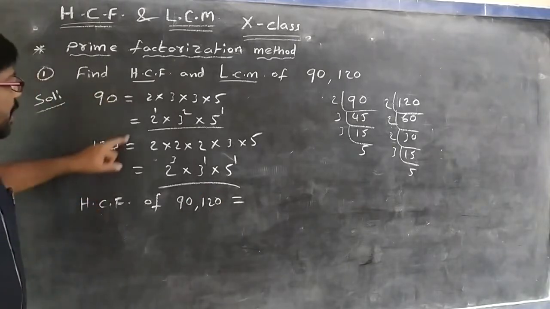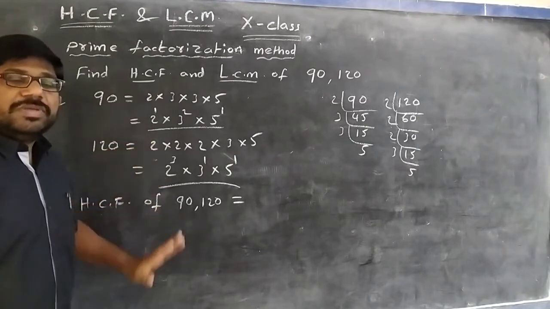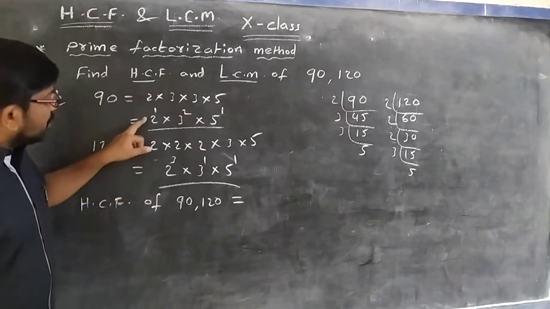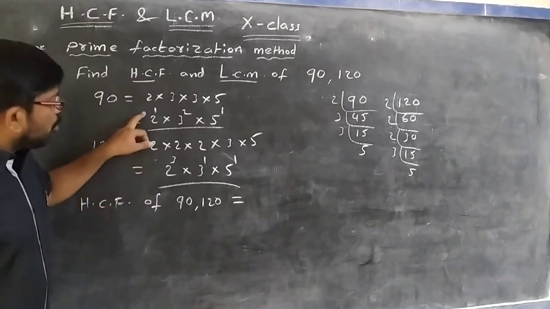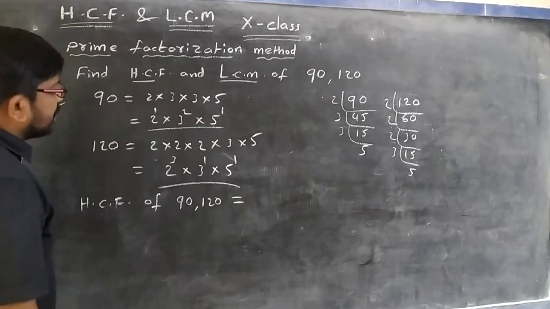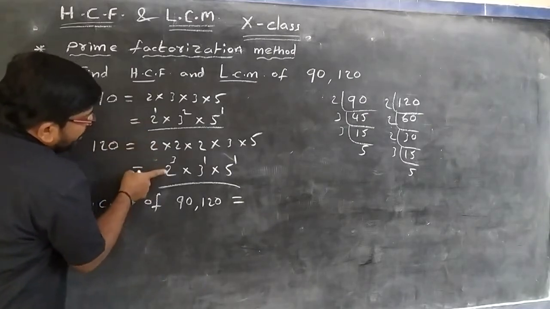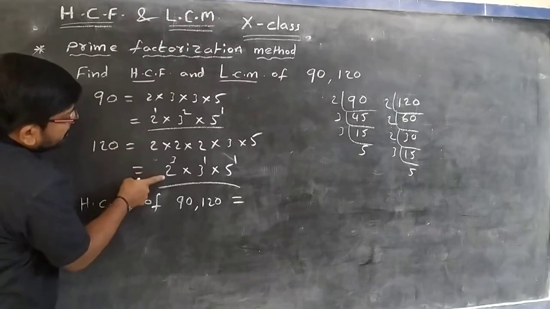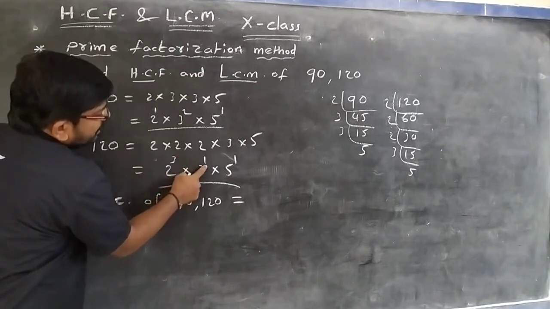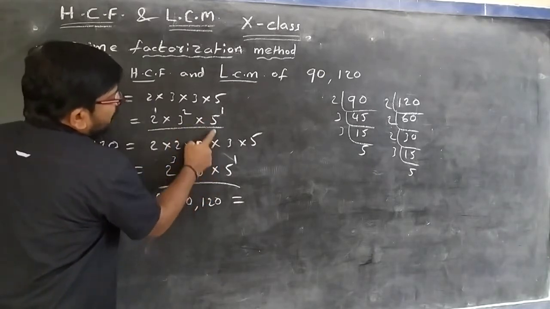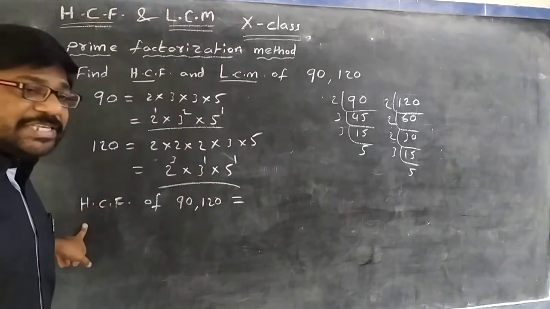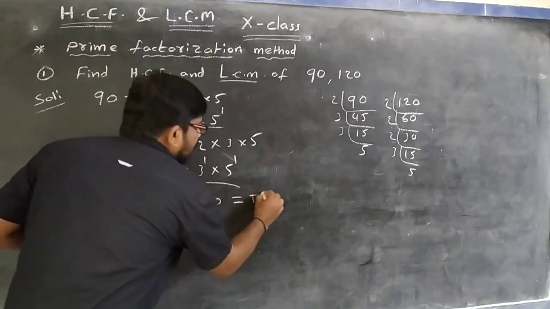What does it mean? In both products, the highest common factor means the common factors with the least power. What is that least power? Here 2 is a common factor, and the least power is 2 power 1. Next, 3 is a common factor, and the least power is 3 power 1. Next, 5 is a common factor, and the least power is 5 power 1. Both are the same.